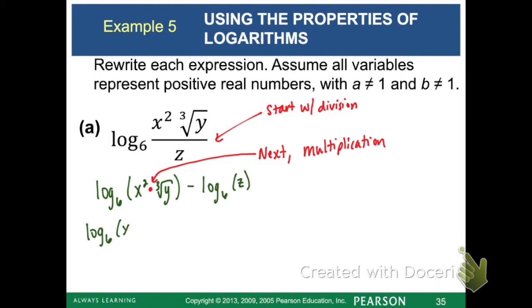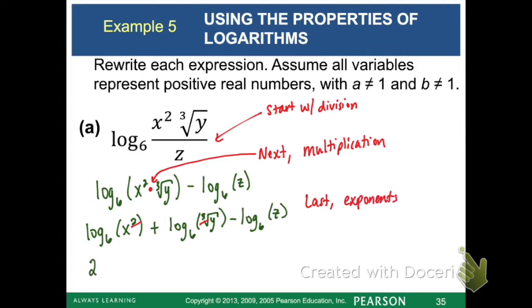So we have log base 6 of x squared plus log base 6 of the cube root of y. And we still have minus log base 6 of z. The last thing I'm going to do is look at my exponents. So I have x squared. That 2 is going to fly out front of the log. Don't forget that cube root of y is just y to the 1/3. So then I'll have a 1/3 move out front for that one. And log base 6 of z is already simplified as far as it can go.